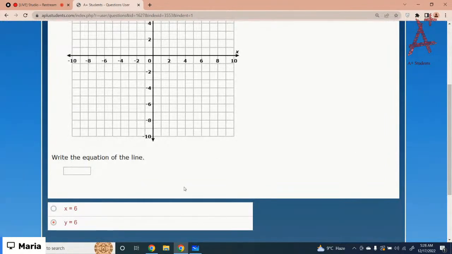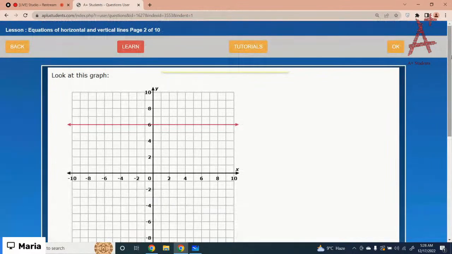You have to keep this very important point in your mind. If the graph is passing through the y-axis, the equation must be y equals the point the graph is passing through. But if you have the vertical line, the graph is passing through the x-axis, then the equation must be x equals the point the graph is passing from. Got it? So the correct option is y equals 6. So select the correct option, then click on the OK button.